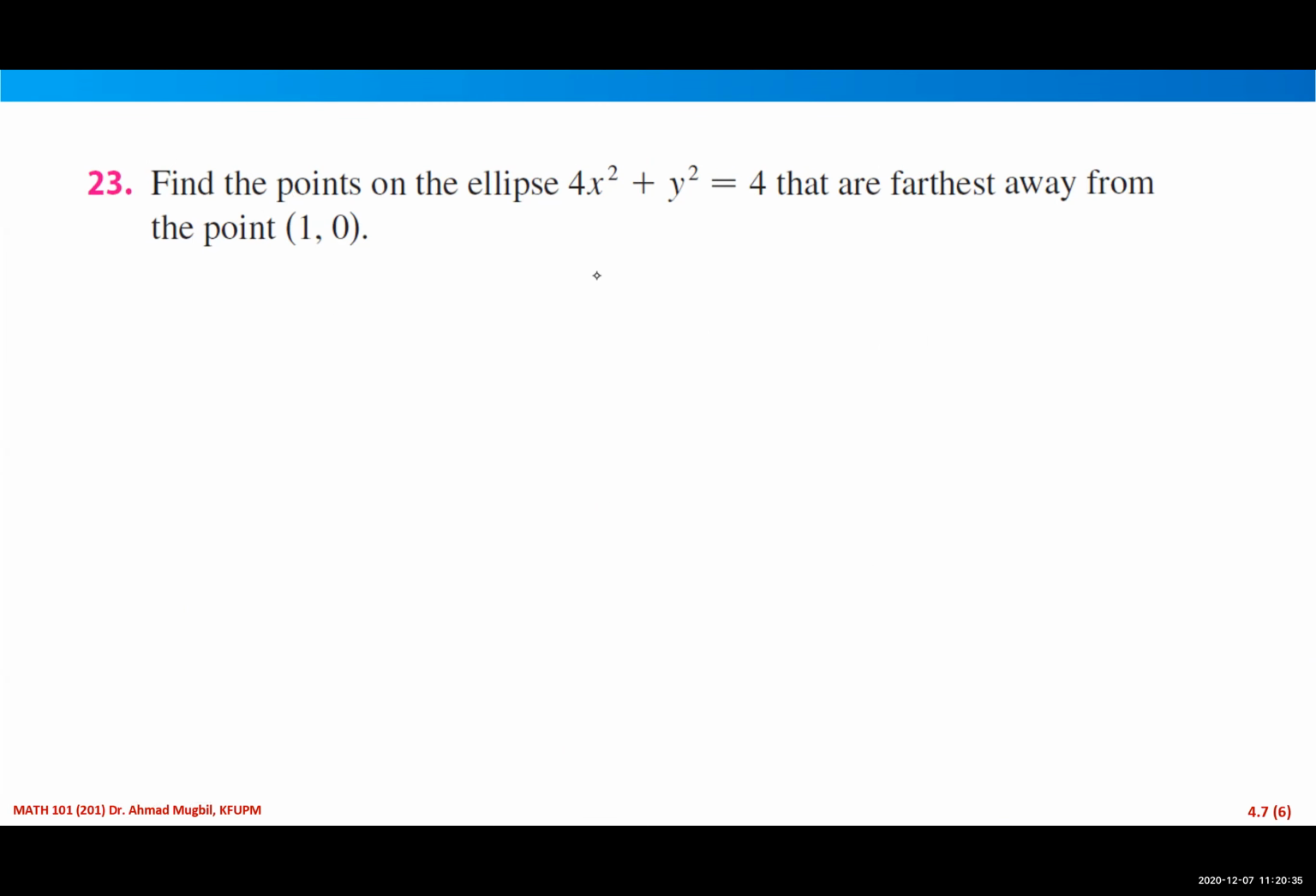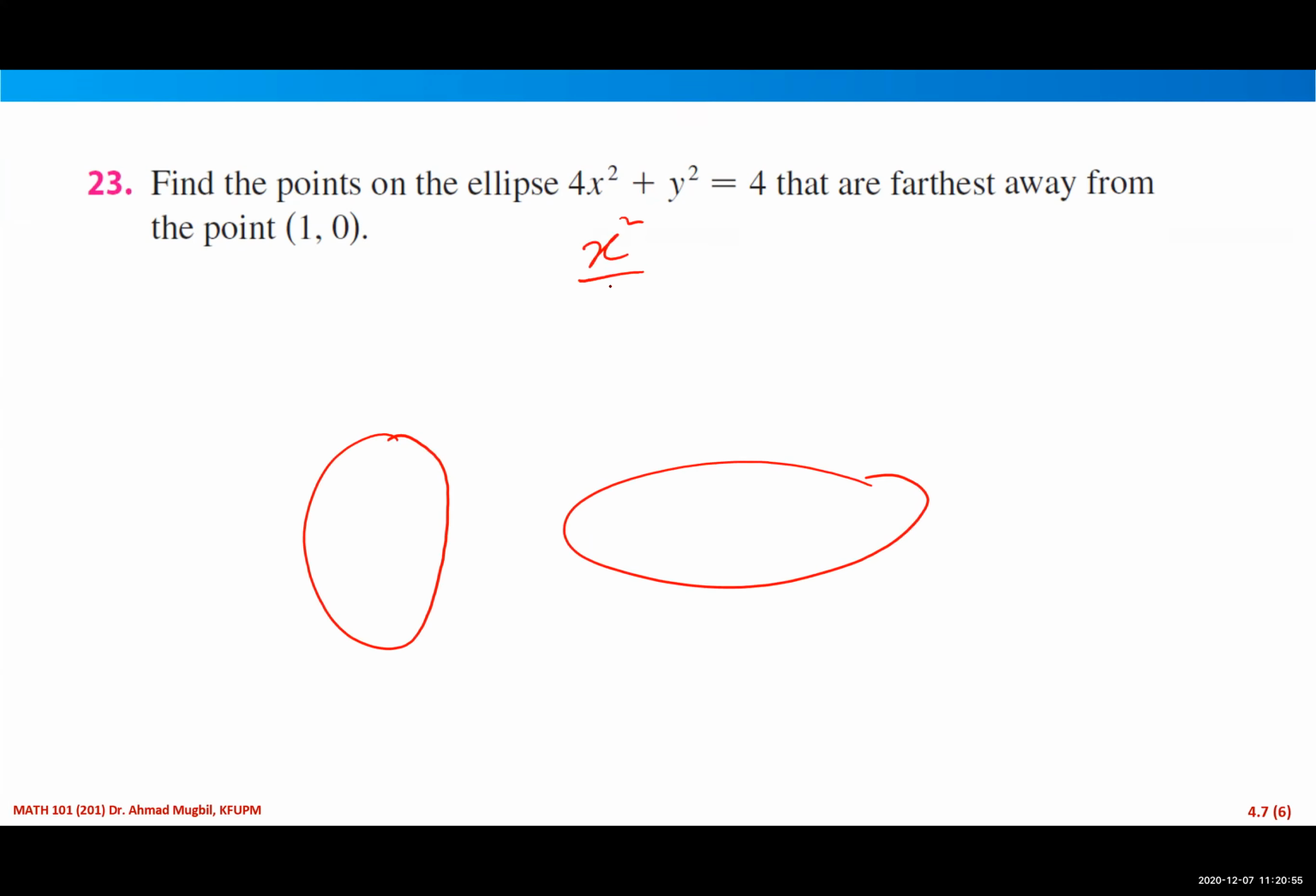Find the points on the ellipse. Oh, this is similar to the one that we solved for the two lines, when we have a parabola and a line. So I think it is a similar idea. We have an ellipse here. You remember how to draw the ellipse, and you know easily whether it is vertical or horizontal.